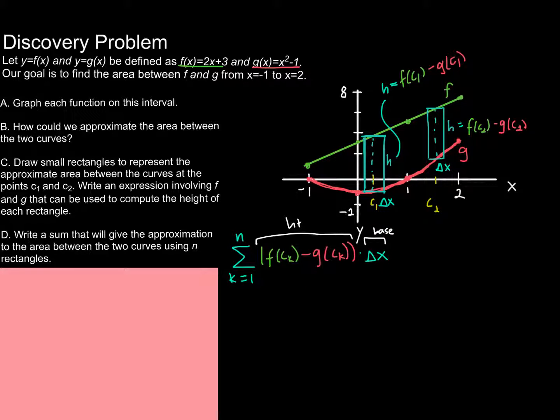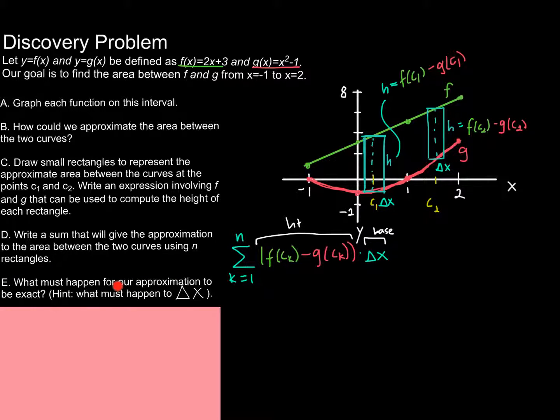Alright, so this will give us an approximation, and now we want to take it one step further. What must happen for our approximation here to be exact? Well, we've seen this many times before. We need to have infinitely many rectangles where the bases become infinitely small, and that means that delta x needs to be getting closer to 0, or in other words that n needs to be approaching infinity. So we're going to take the limit, either one makes sense, the limit as n approaches infinity, or analogously you could say the limit as delta x approaches 0.